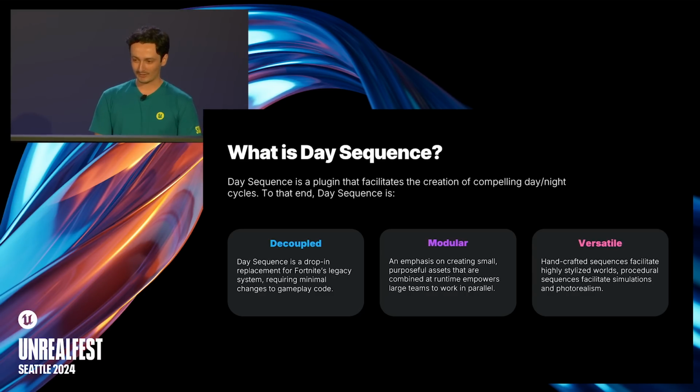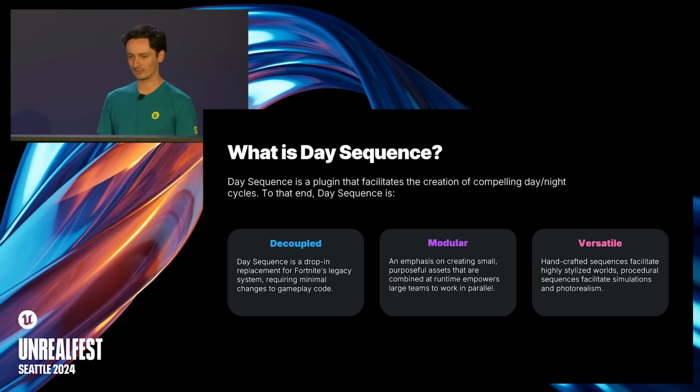By versatile, basically what I'm saying here is you have the ability to create these handcrafted assets that define, like I said, a look in a desert or a look at a certain part of day, or maybe you're just doing the clouds. But we also have procedural sequence facilities to basically do things.